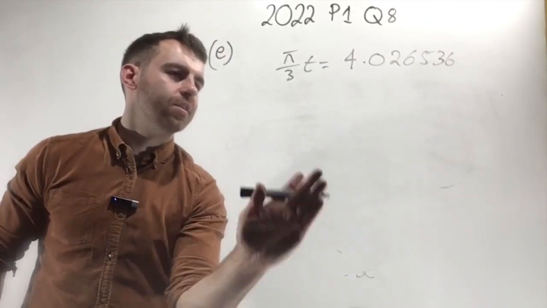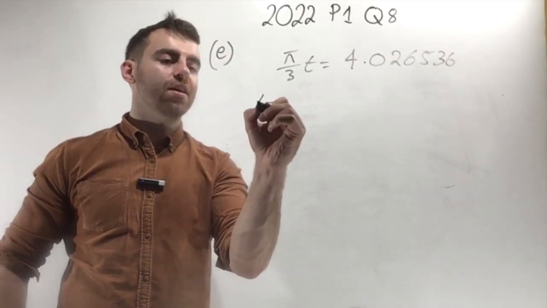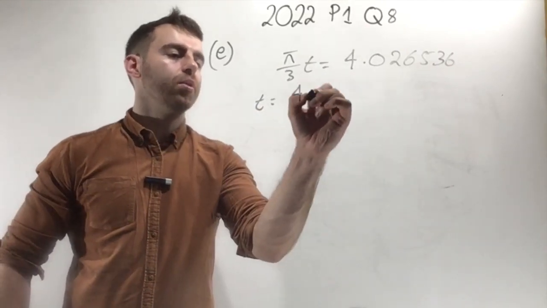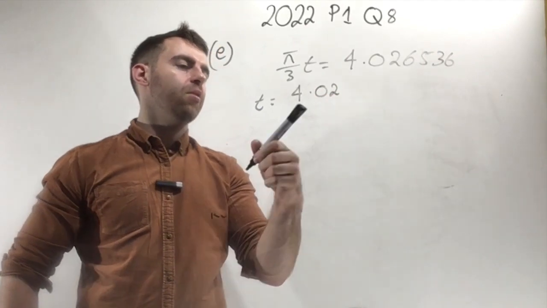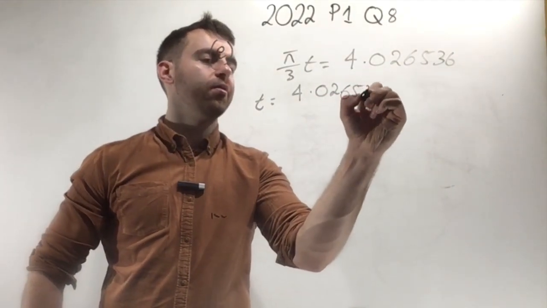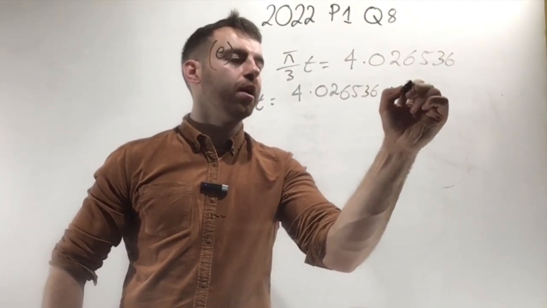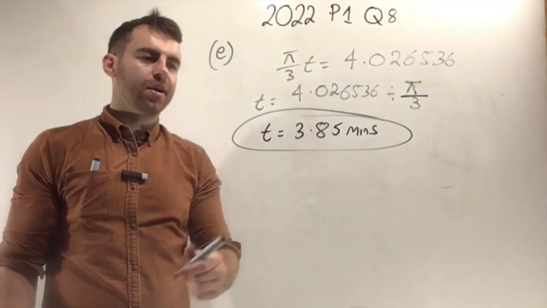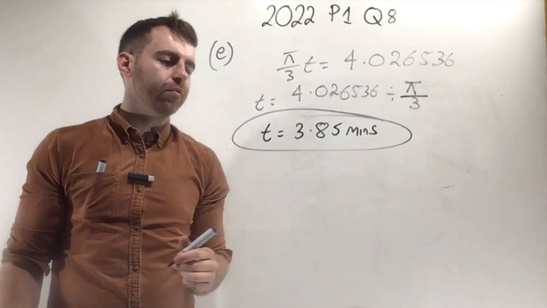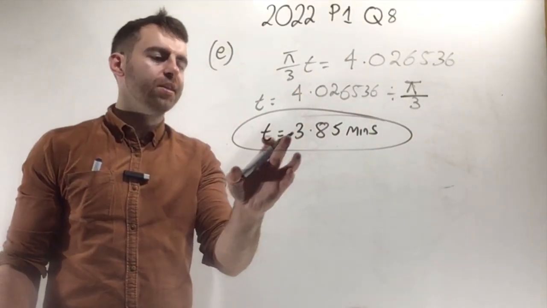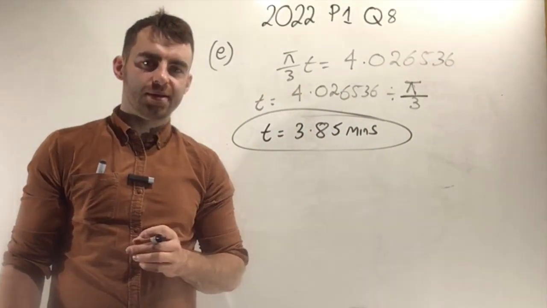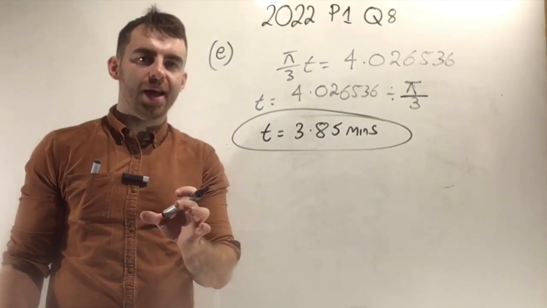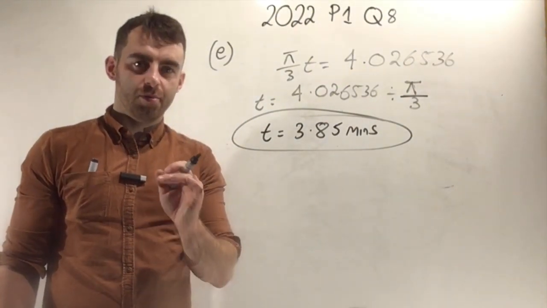Obviously, the easiest thing to do here is to get t on its own, you simply divide both sides by pi over 3. So all we're going to do is plug that into our calculator: 4.026536 divided by pi over 3, that will give me a value for t. If you plug this into your calculator, you get your final answer. t is equal to 3.85 minutes. So that's the solution. That's the second time that the point A is 110 meters above the ground.